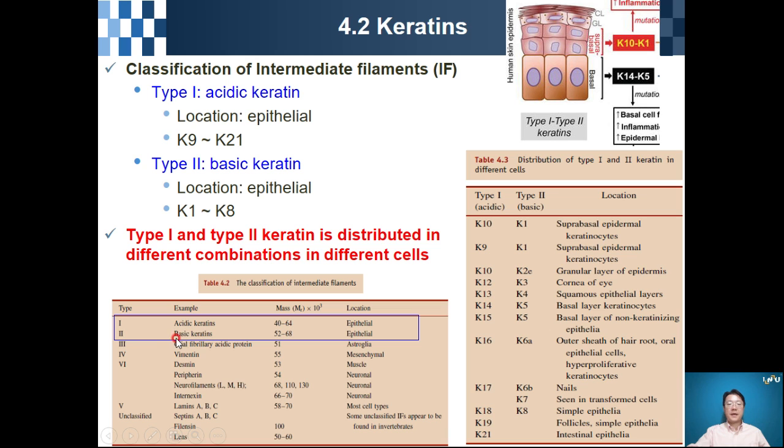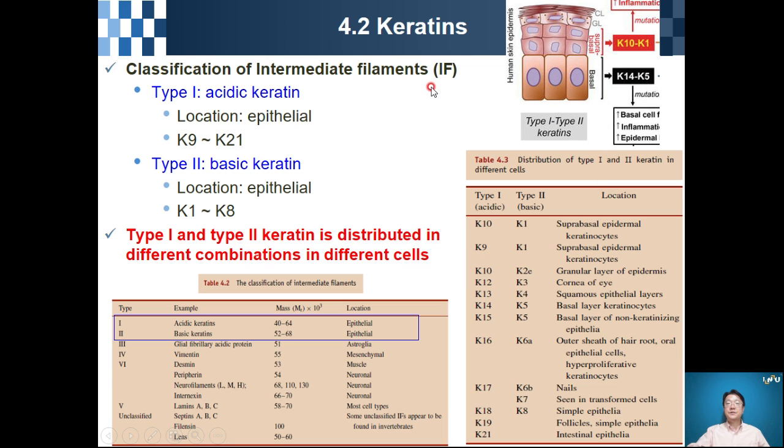Type 2 is the basic keratin, and its location is also epithelials. Type 2 is composed of K1 to K8 intermediate filaments, and type 1 is comprised of K9, K10, and K21 intermediate filaments. Type 1 and type 2 keratins are distributed in different combinations in different cells.